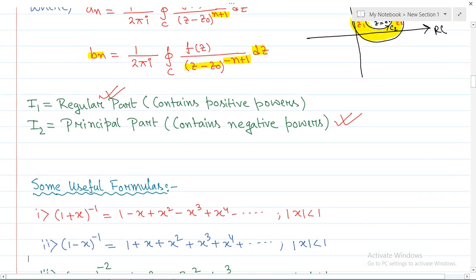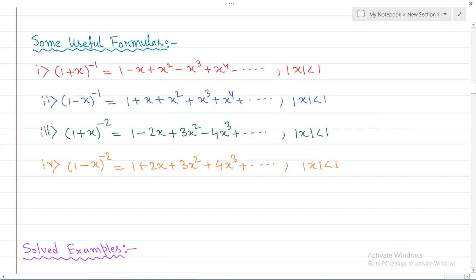Now let us come to some useful formulas that we need for the next solutions. These are basically the infinite GP series. All of you know these formulas, so please keep them in your mind and please note them down if you want to do some problems. Okay, there is (1 plus x) to the power minus 1. This is the expansion: 1 minus x plus x square minus x cube and so on. The region of convergence is mod x less than 1. Whenever modulus of x is less than 1, then only this infinite series is going to converge. Similarly, I have written the rest of the expansions along with the condition for the convergence.